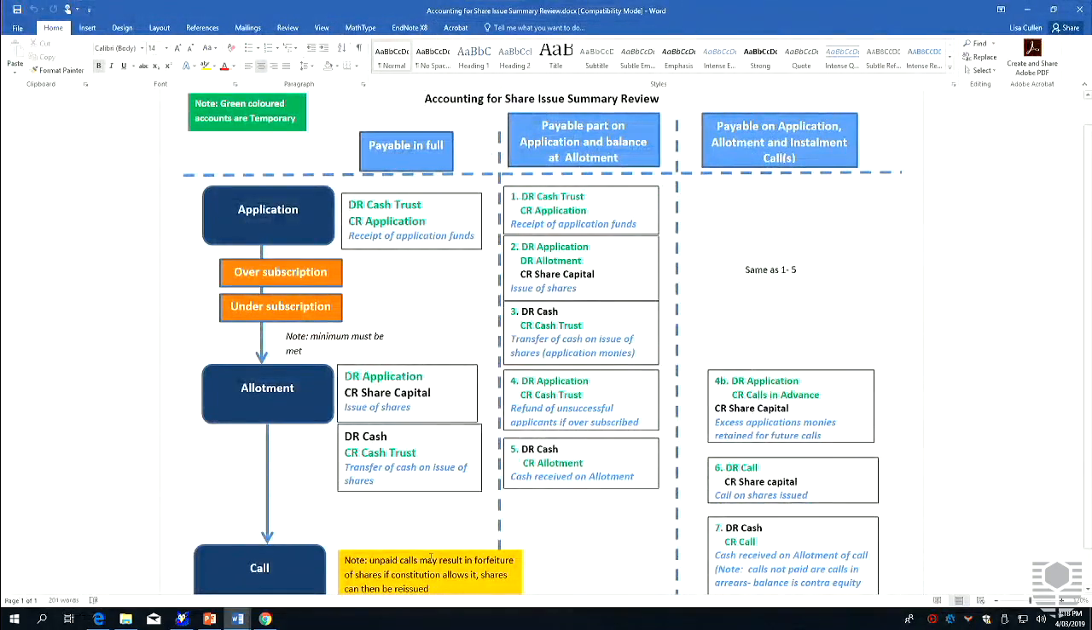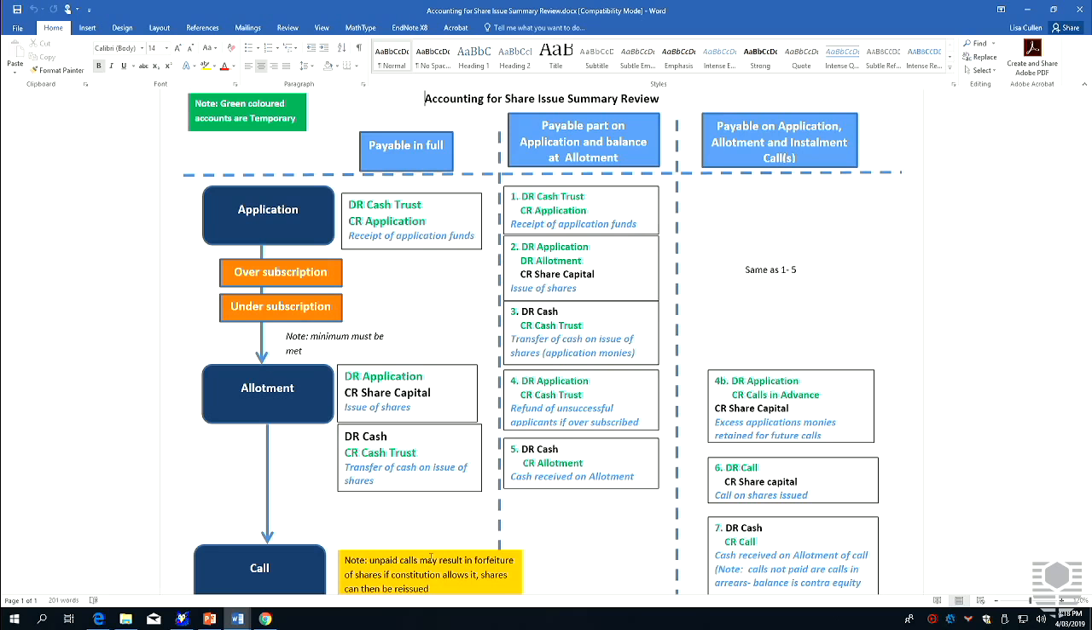For all your debits and credits, remember, a cash trust account is always used in the beginning for the initial application for either shares or debentures, right? And then your subsequent movements in your accounts. So your temporary accounts have to come back to zero at some point. The only one that stays there a little bit longer is your calls in advance, all right?